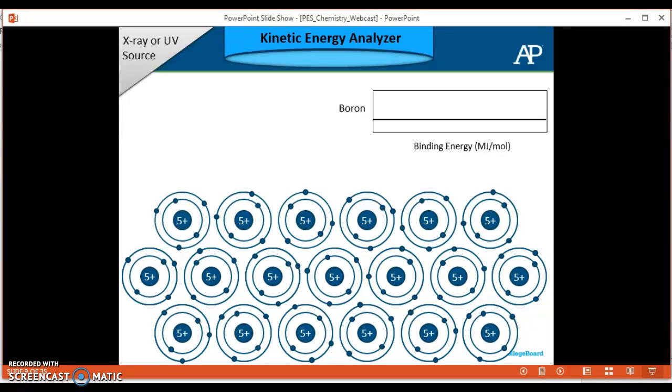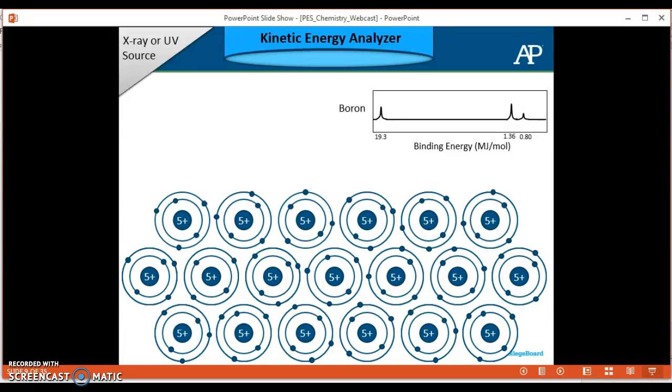Here's another example, boron. We've got 5 protons, 2 electrons in the first shell, and 3 electrons in the second shell. So we've run the simulation. The X-ray or UV source causes the electrons to be removed. By analyzing the kinetic energy of those electrons, we can subtract it out and figure out how much energy it took to remove the electrons. And so we are seeing these peaks that represent essentially the ionization energy.